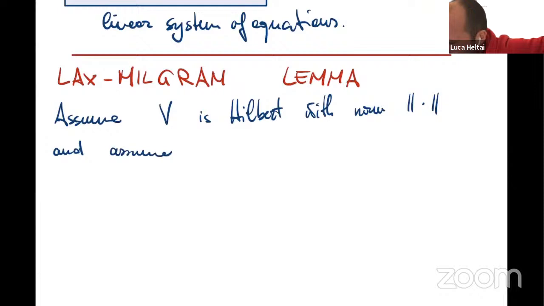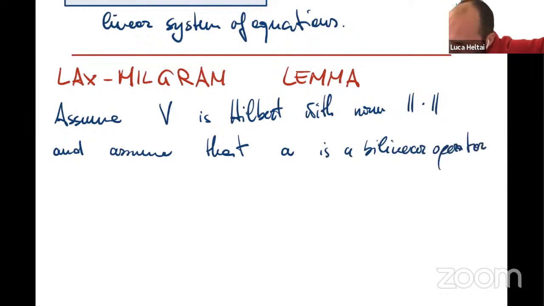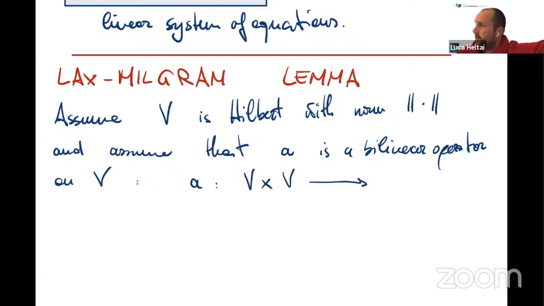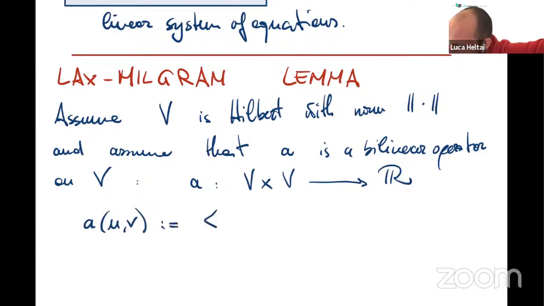And assume that A is a bilinear operator on V. So A takes pairs of functions in the space capital V and returns to us a value in R. And we assume that A of U, V is defined as the operator capital A applied to U evaluated on the function V.